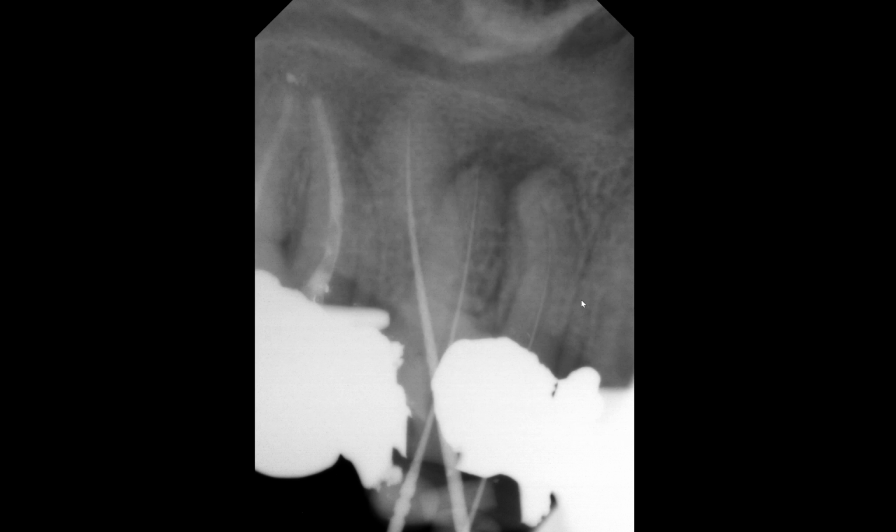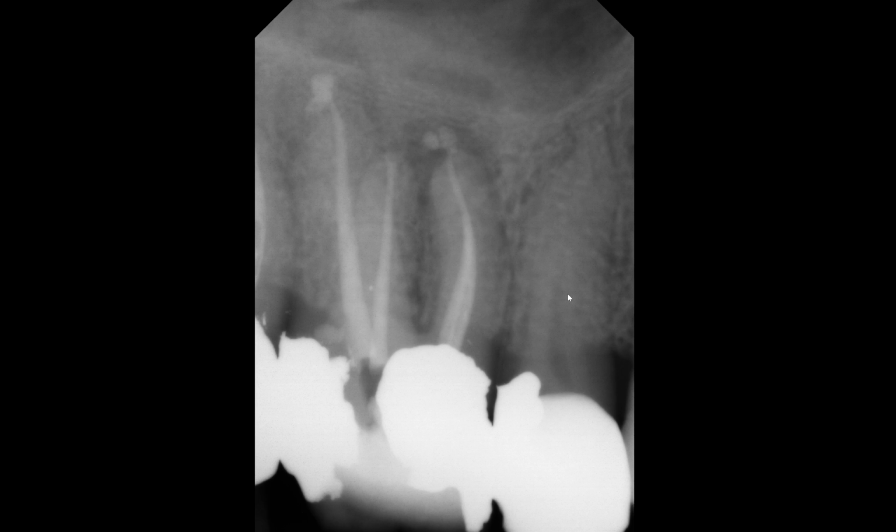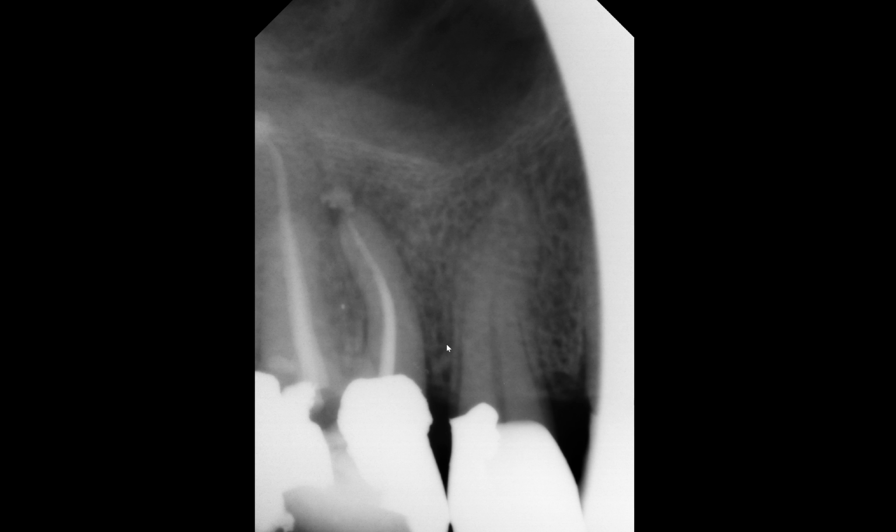Here we have files to establish working length. Looks like this is the one with the gutta percha, or the master cone. And you can see a little bit of sealer that came out through the APCs, and based on this appearance, it looks like they found both MB and MB2. Another view of the completed root canal therapy.